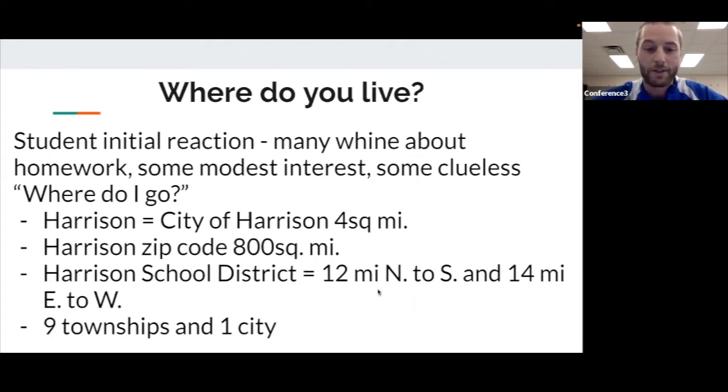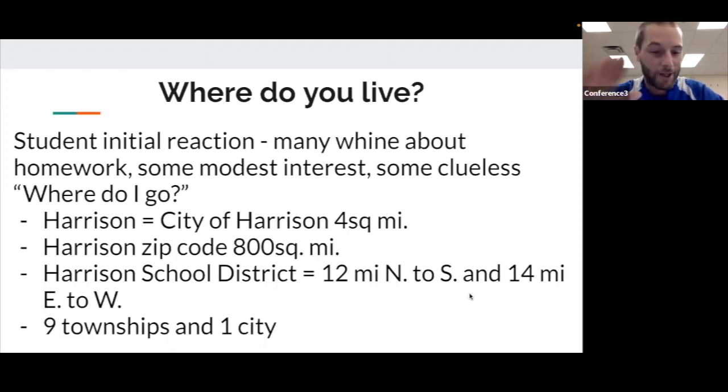And even our school district, if we say you're going to Harrison, you have 12 miles north to south. And what do I have there? 14 miles east to west, where these kids could be living for the Harrison School District. It's massive. It's enormous. That's what happens in rural Michigan. Certainly the suburbs and urban schools don't cover that kind of area.